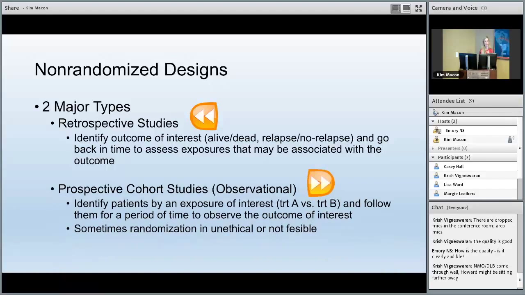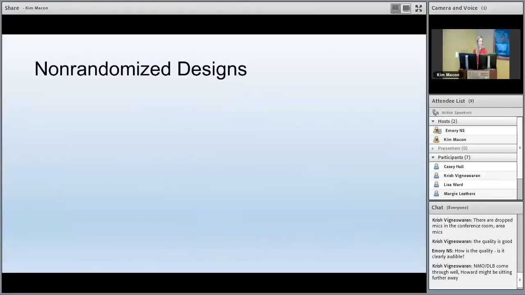And then we have prospective observational studies, where we look at patients by their exposure, like a certain treatment they got, and then we look forward to see what outcomes they developed. Again, prospective cohort studies are good when you can't randomize patients or you don't have the money to do something like that. So why do we do a retrospective study?